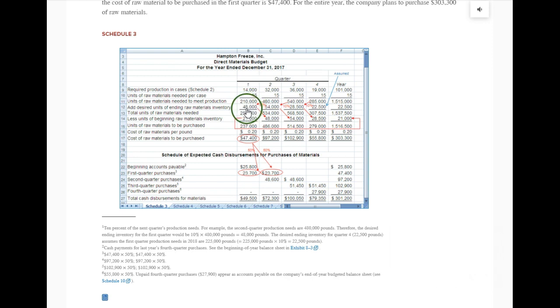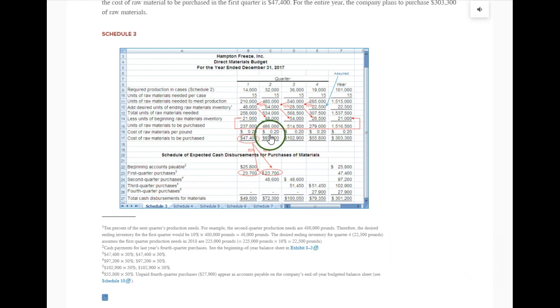At the end of any quarter, we want to have in raw materials ending inventory 10% of the next quarter's production needs. So 10% times 480,000 units gives us 48,000. Add that to the 210,000. We need to have 258,000 units of raw material in quarter number 1. Do we need to purchase that much? No, because we have 21,000 in beginning inventory. So we need to purchase 237,000 units of raw material.